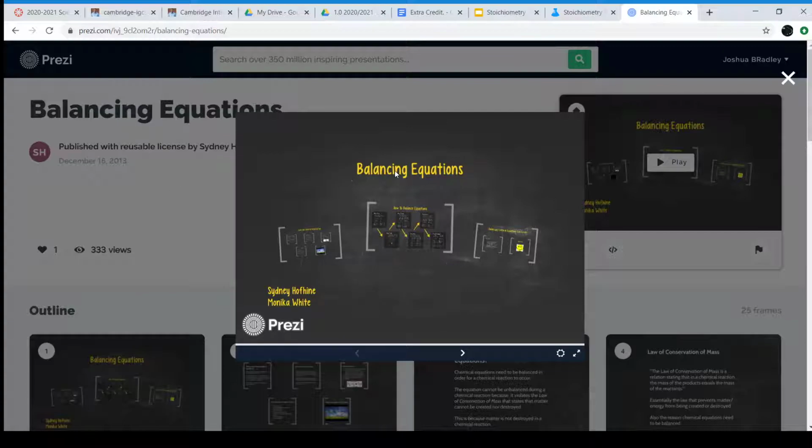Chemistry again. This is balancing equations, and in this lesson we're going to learn one of the key things of stoichiometry, which is balancing equations to make sure that we have the right number of moles on each side of the equation in order to make sure that we can actually compare them properly.